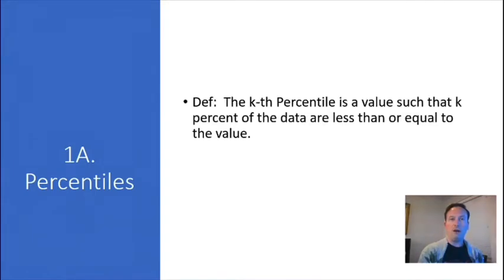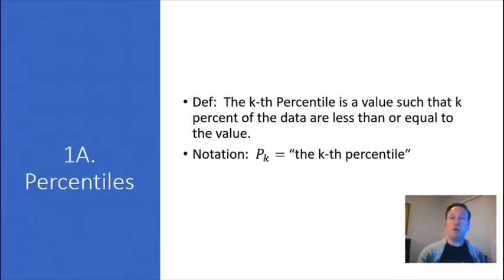Let's first start off with the definition of what a percentile is. You've probably heard the term before when you get results back from standardized tests. You'll see that your score is a percentile. The definition of the kth percentile, so that could be the 50th percentile, the 90th percentile, is a value such that k% of the data are less than or equal to a particular value in the data set. So k% of the data is less than or equal to the particular value that is that percentile.